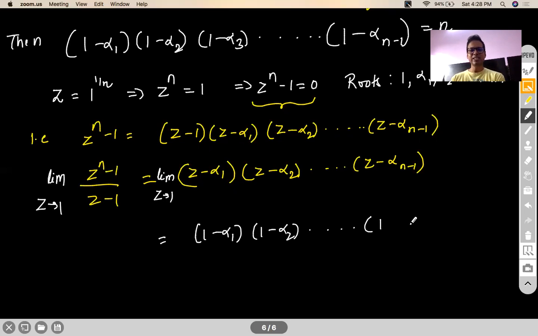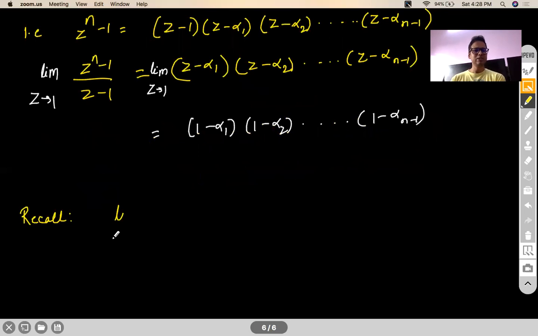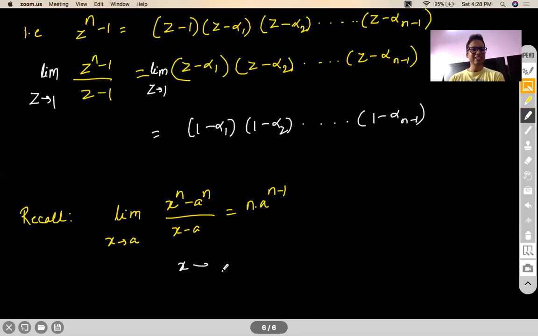Whereas in the left hand side, you have to recall that we have done something like this in our bridge course as well. Limit of x tending to a, x to the power n minus a to the power n by x minus a. This was n a to the power n minus 1, correct? Now treat as if your x is z, okay? And treat as if your a is 1. So if you use the same formula, it will be n 1 to the power n minus 1. That is nothing but n and hence proved.